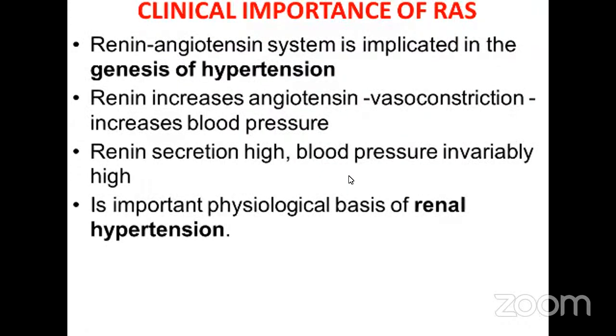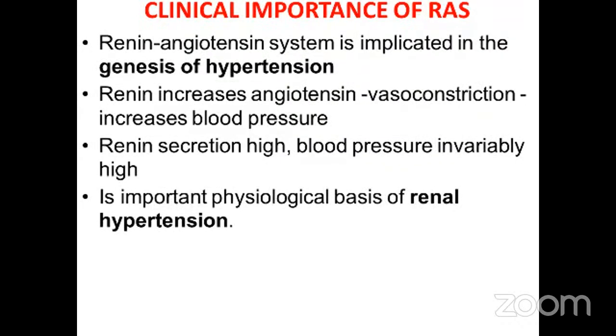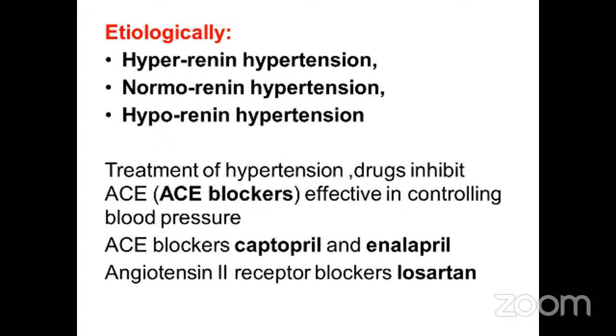What is the clinical importance of the renin-angiotensin system? It is implicated in the genesis of hypertension. Renin increases angiotensin, which causes vasoconstriction, and because of vasoconstriction there is a rise in blood pressure. The renin-angiotensin system is the important physiological basis of renal hypertension. Etiologically, there are three types: hyporenin, normorenin, and hyperrenin hypertension.